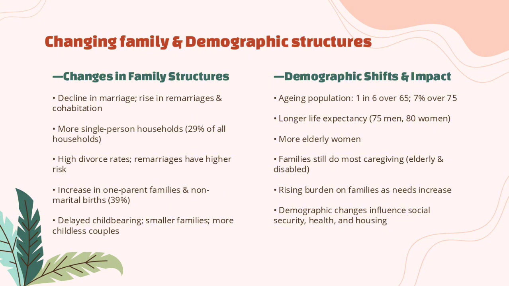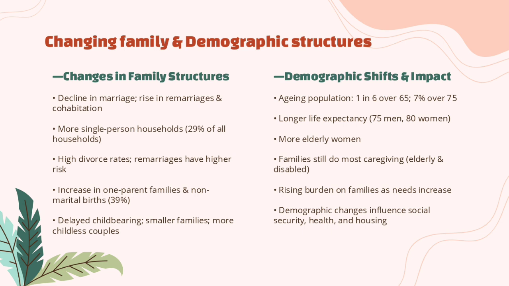In addition, non-marital births, usually from cohabiting couples or single mothers, have increased to about 39% of all births. People are also delaying having children. On average, women give birth at the age of 28. Many choose to have small families or even remain child-free. All of this has made family structure more diverse and no longer resemble the traditional British family that's often imagined.